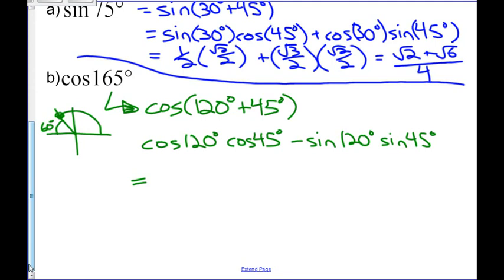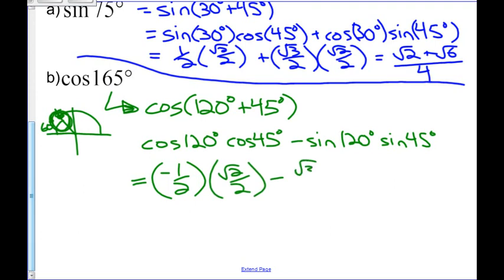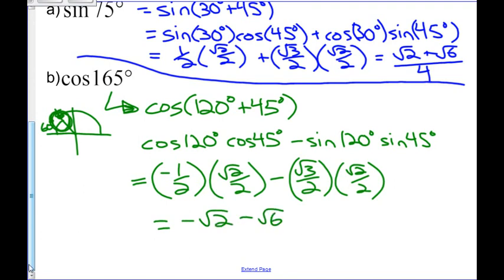Cos of 120 is negative a half, okay, because the cos of 60 would have been a half, but we're over here in quadrant 2, so we're negative. Cos of 45 is root 2 over 2. Minus sine of 120, that's root 3 over 2. It's positive because it's in quadrant 2. And sine of 45 is root 2 over 2. Put them all together, and we get negative root 2 minus root 6 over 4.